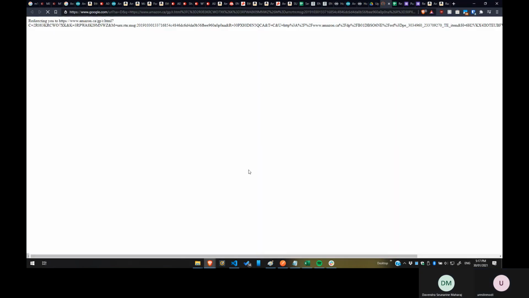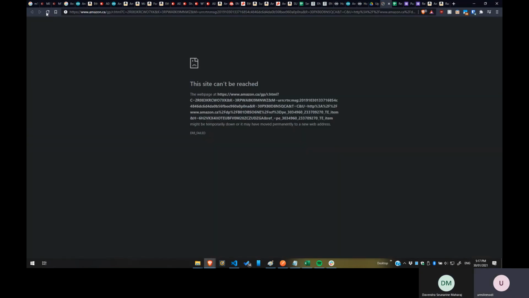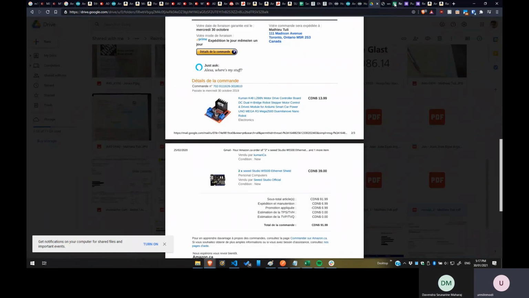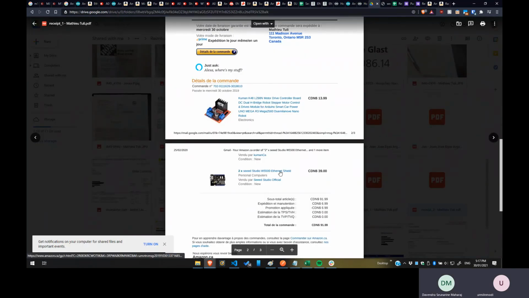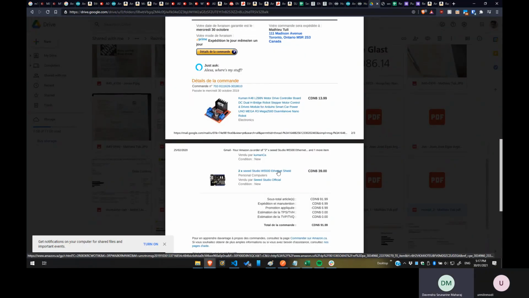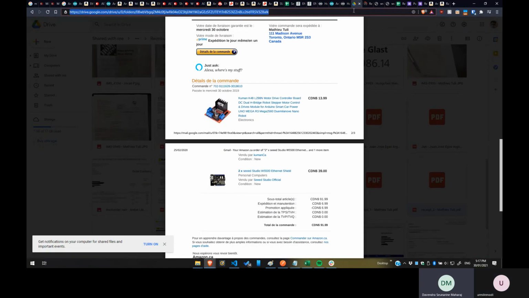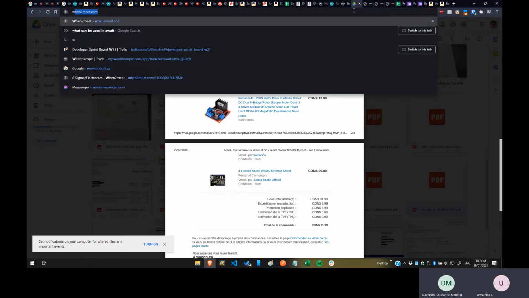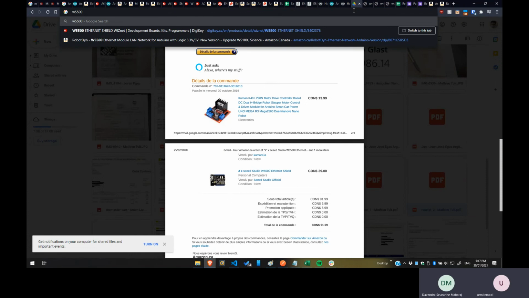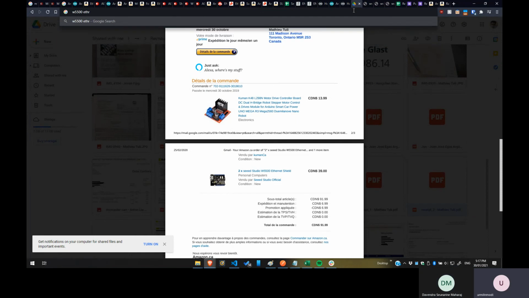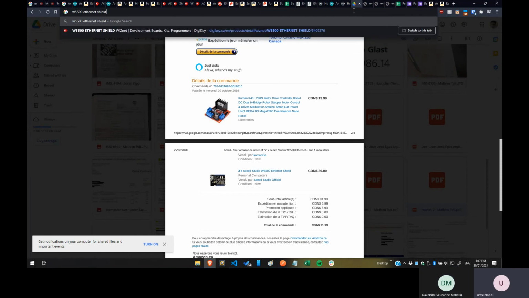If you ordered off Amazon. Oh my god, it's not on Amazon anymore. Whatever. Go back on the receipt and copy that description there. This thing called Seed Studio, whatever. No, that doesn't matter. I know which one it is now. There's a code, the W thingy. Ethernet shield. So if I just buy 2 more of these, then we'll get the exact ones you have.